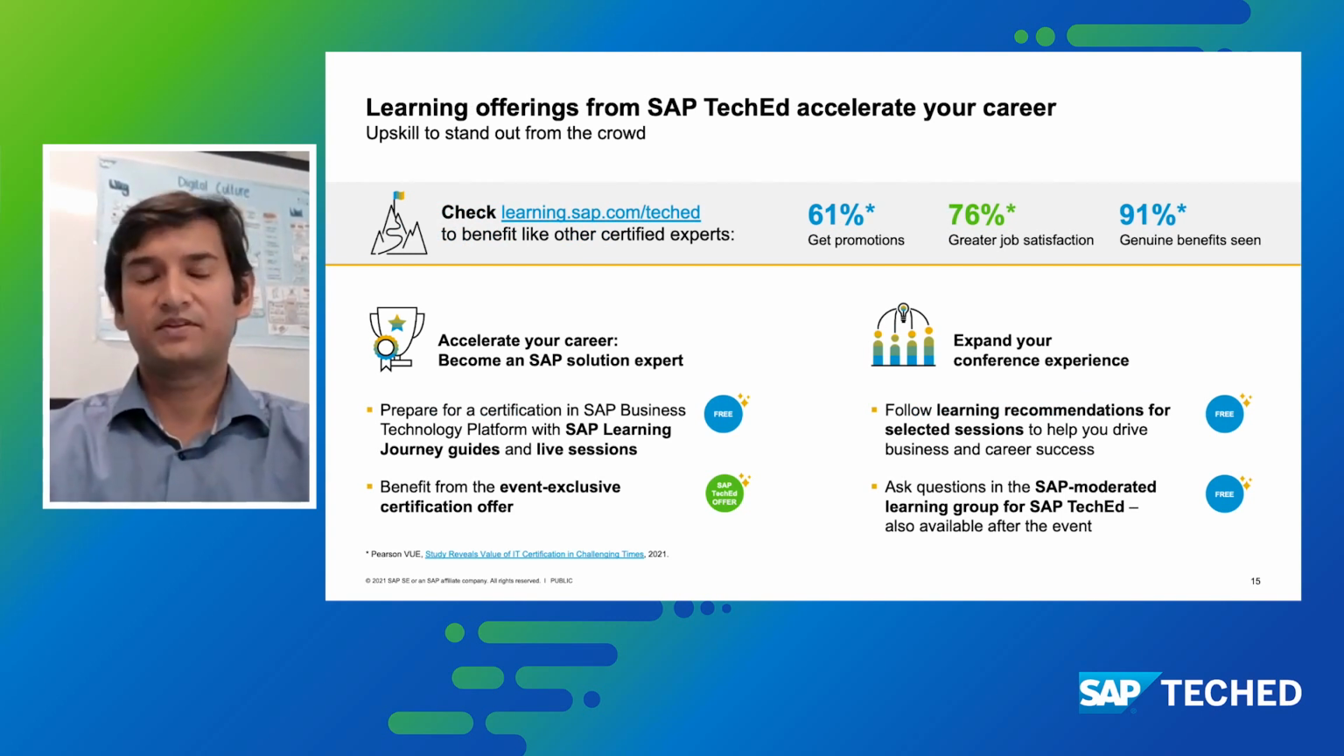So that was all about our portfolio and offering with AI Core and AI Launchpad. Now, as you know, TechEd offers a great learning opportunity all through. So here are some great learning offers to complement your conference. You can prepare for a certification in SAP Business Technology Platform with free SAP learning journeys and live sessions by experts. You can save with an exclusive SAP TechEd certification offer that came in with your TechEd registration email. You can follow learning recommendations for selected sessions to continue skill building. And of course, very importantly, although we miss this in a virtual setting a little bit, it is important to network, and we facilitate that in a moderated SAP learning group where you can get your questions answered efficiently.